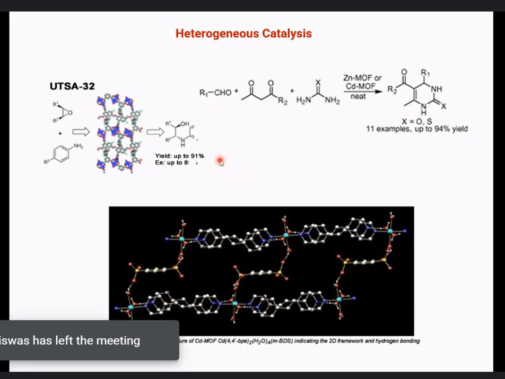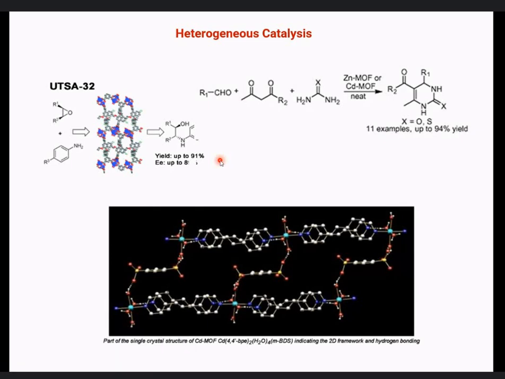Similarly, these two people who got the Nobel Prize found out that one particular variety can give you much better catalysts, and a lot of work has been done after that, and that's why the Nobel Prize has gone to them. And again, MOF can be used as a catalyst.